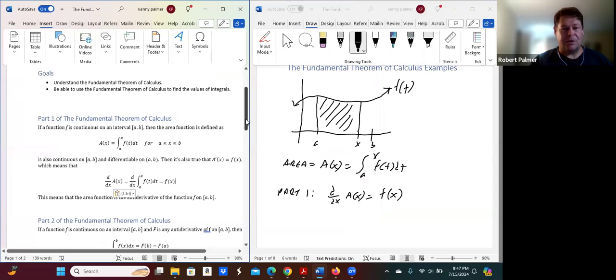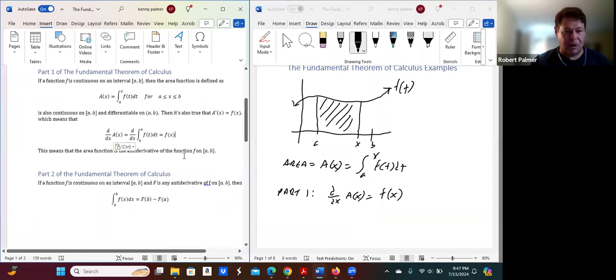So what this means is the area function is the antiderivative of the function f on this interval. Remember what an antiderivative means: the antiderivative is what you take the derivative of to get the function f. And that's what we see right here. That's part one. Now, I'm also not really going to prove this fundamental theorem of calculus here.